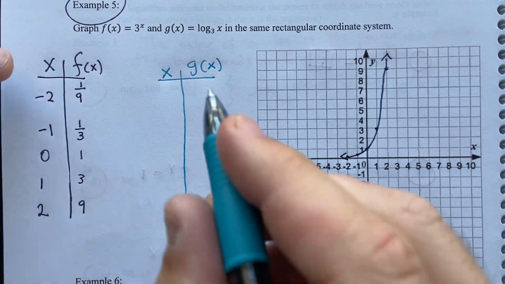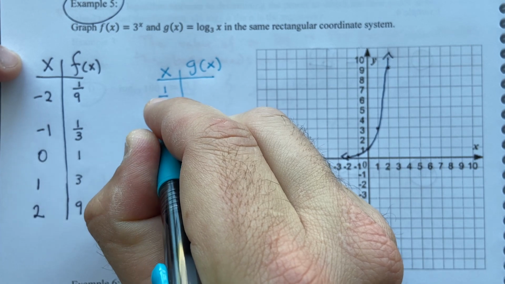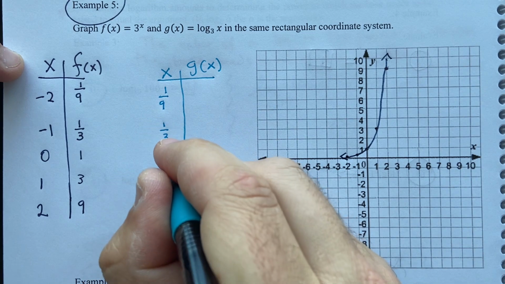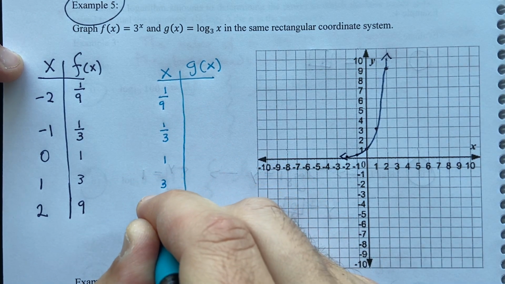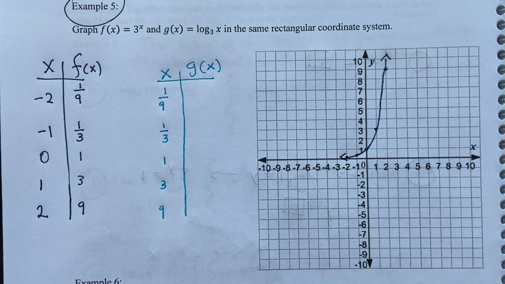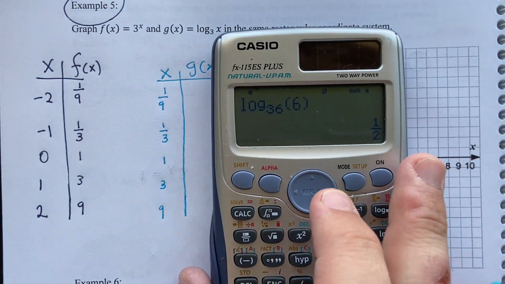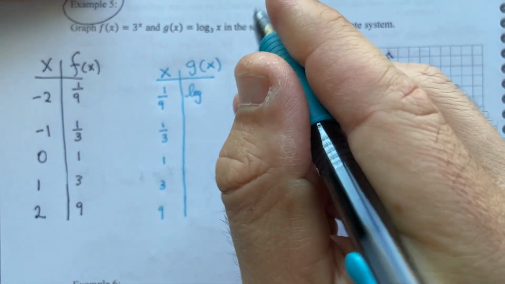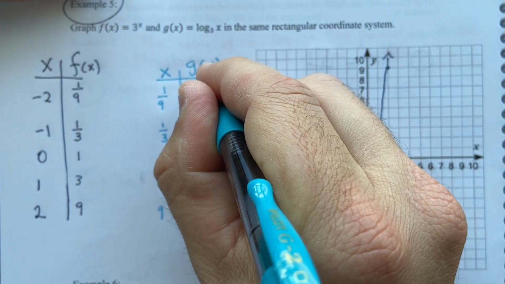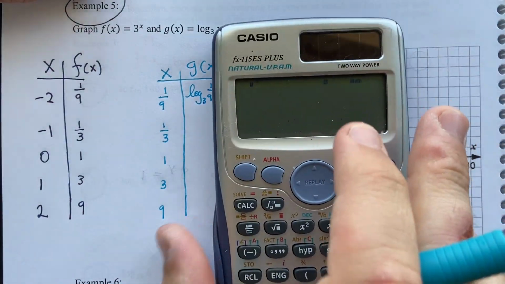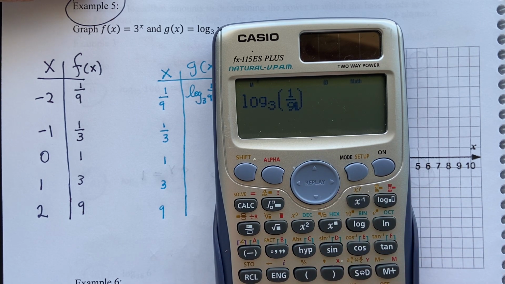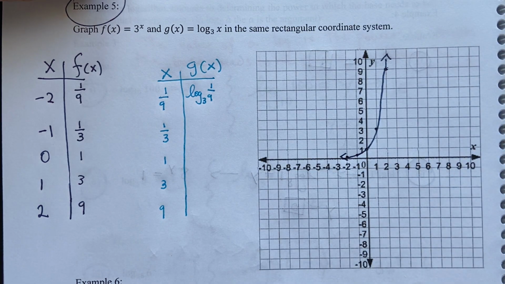For g, I'm actually going to do something weird. I'm going to pick 1/9 as an x. I'm going to pick 1/3 as an x. I'm going to pick 1, 3, and 9. Okay? So plug in 1/9. So log base 3 of 1/9. Log base 3, 1/9. This is -2.